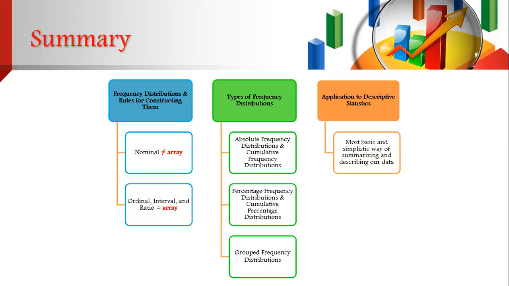And finally, we discussed the application of descriptive statistics to frequency distributions. And what we learned is that we typically begin the data analysis process by running frequency tables, which is a part of descriptive analyses. Frequency tables provide the most basic and simplistic way of summarizing and describing our data.